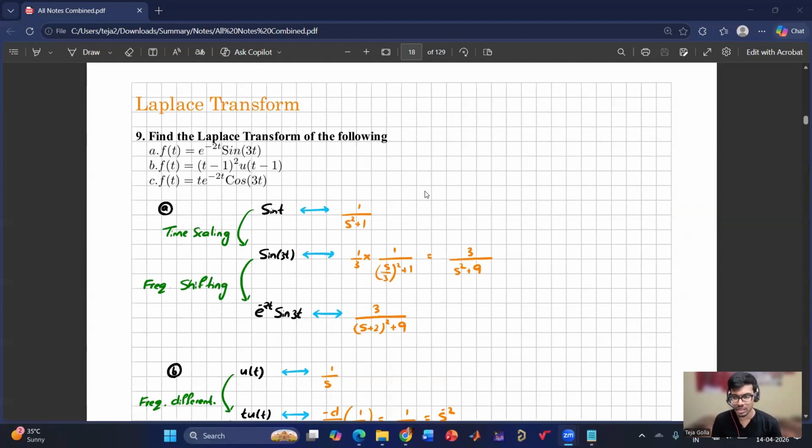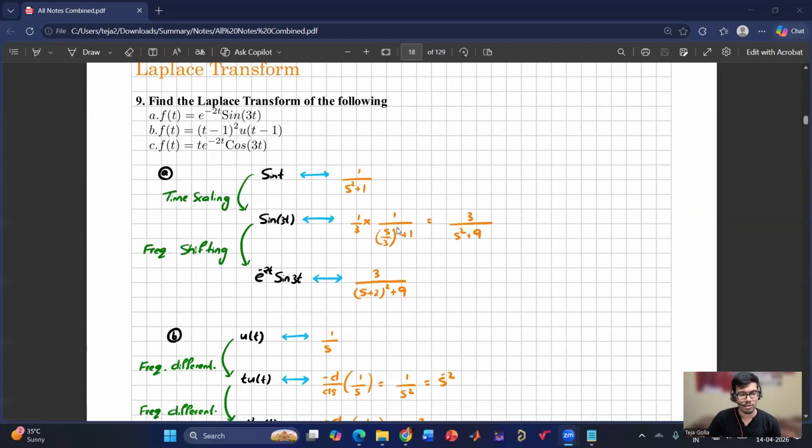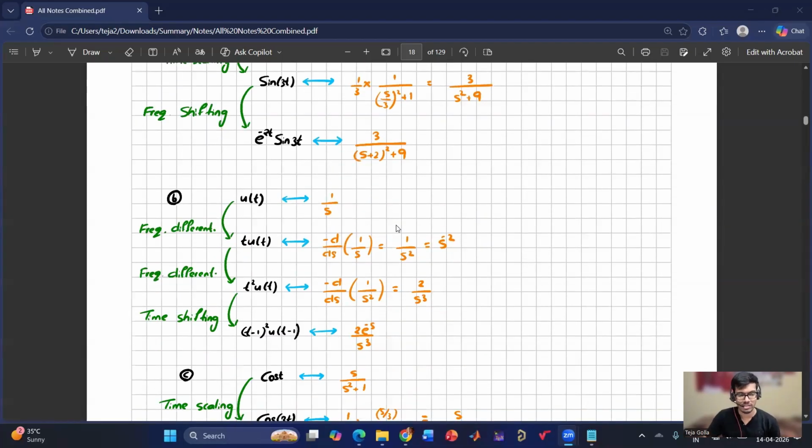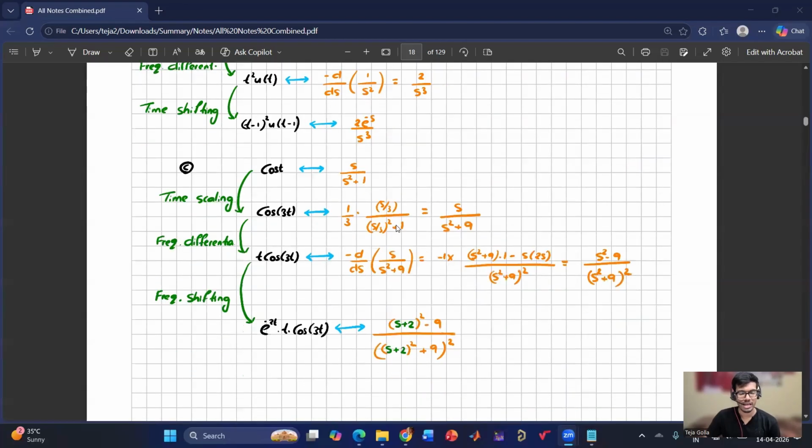So in this question, I have not mentioned which property we should use, but I have told which property I'm using, because there is an exponential term and a sine term. So we have to add one by one individually. I have started with time scaling, then frequency shifting. In the other problem, it is frequency differentiation, again frequency differentiation, then time shifting, then time scaling, frequency differentiation, and frequency shifting. So if you solve more problems, you will be able to immediately get the idea of which property we are going to use.